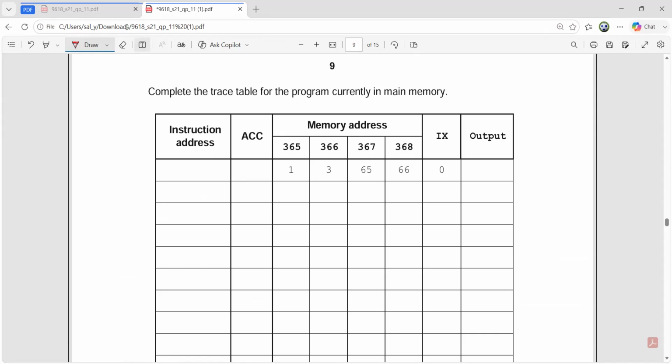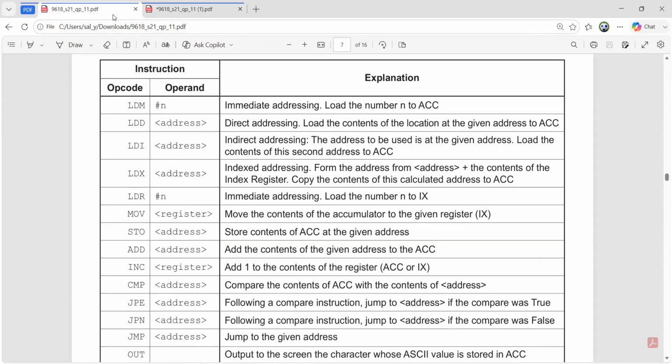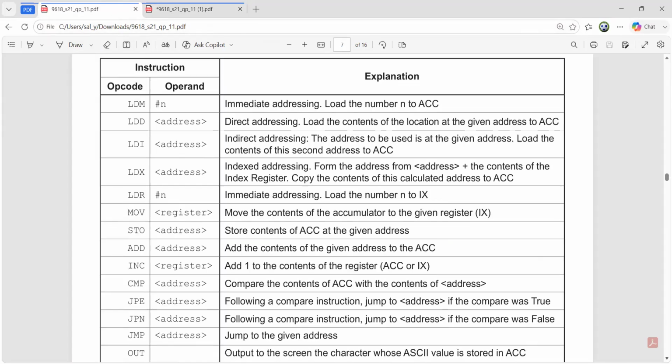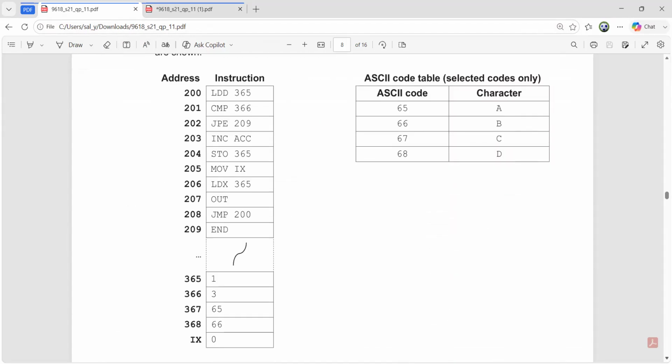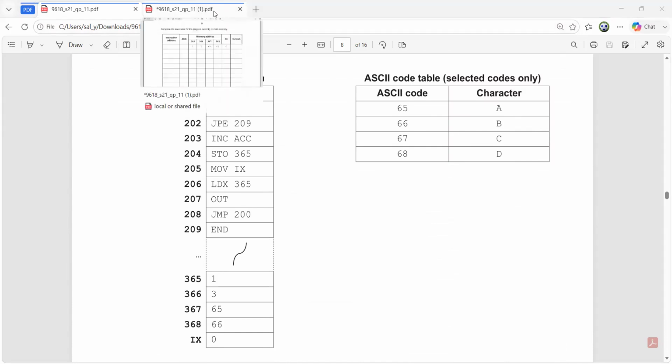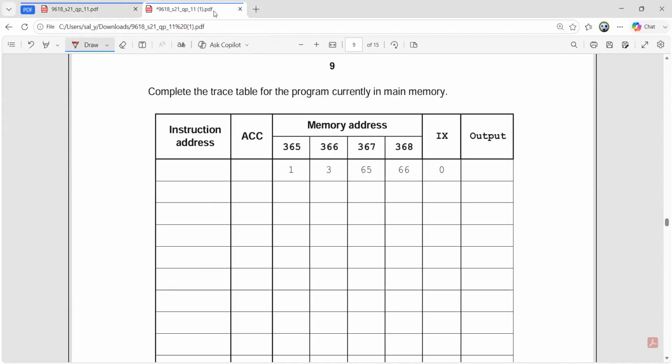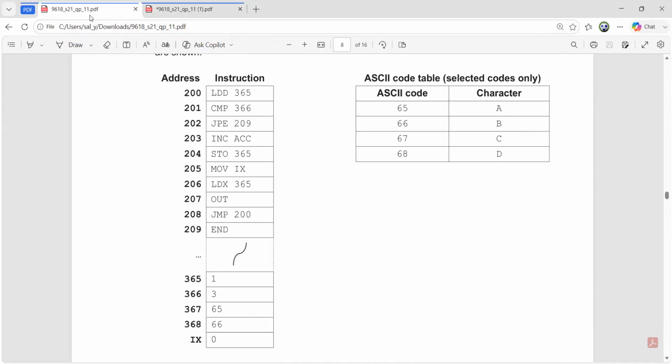Now let's start solving it one by one. I'll be jumping back and forth between the instructions and the tables to get a very clear idea, and I expect you to be doing the work with me. Now, let's start. The very first thing that I need to mention is, you can see the first instruction is at 200, and that says LDD 365.